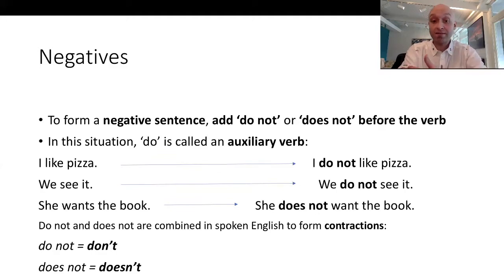I like pizza. I do not like pizza. We see it. We do not see it. She wants the book. She does not want the book.